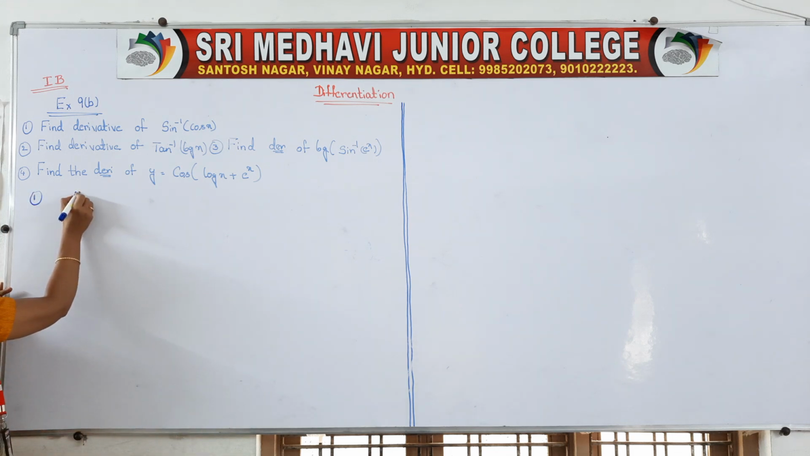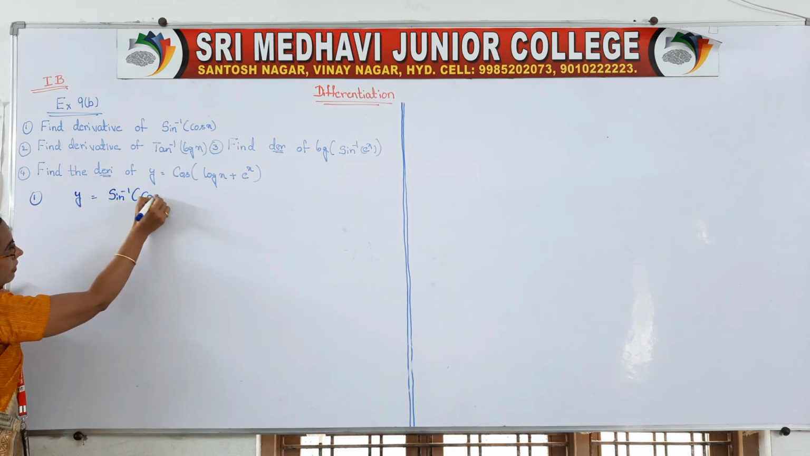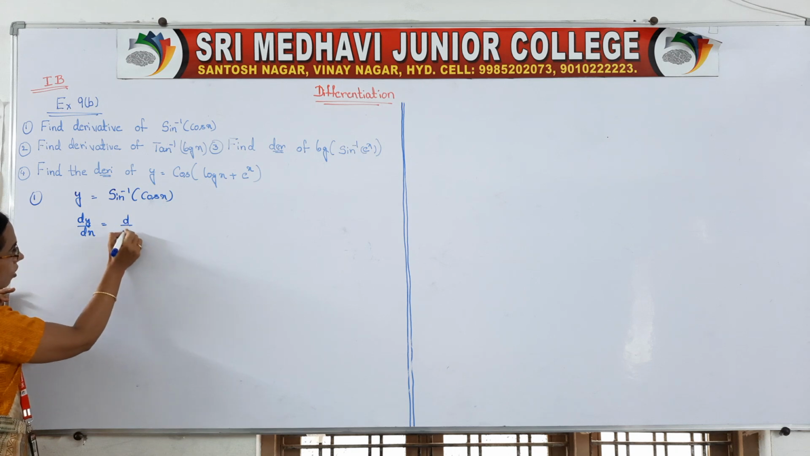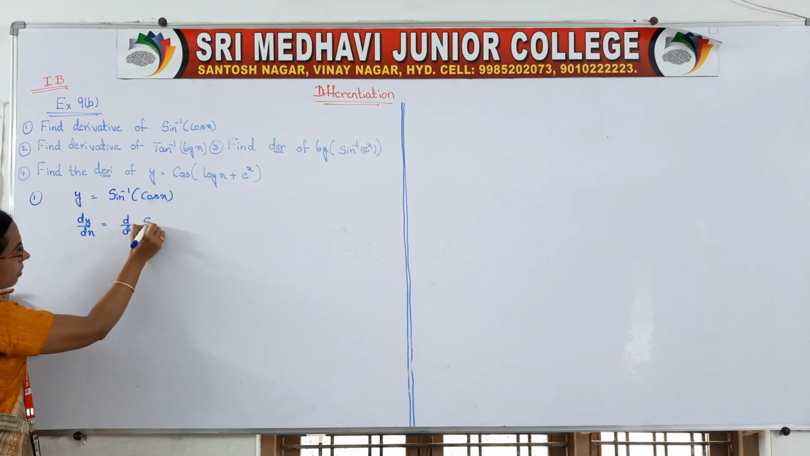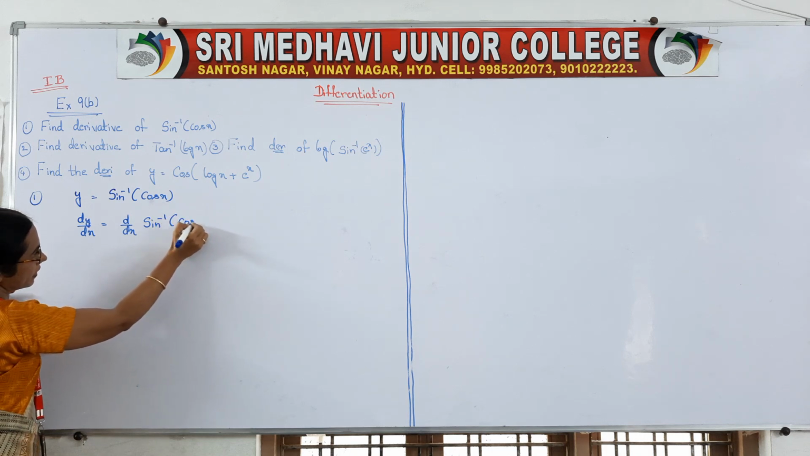Whatever the given function is, you consider that as y. So y is equal to sine inverse of cos x. We have to find the derivative, meaning dy by dx. What is the meaning of dy by dx? We are differentiating with respect to x on both sides. So d by dx of sine inverse of cos x.